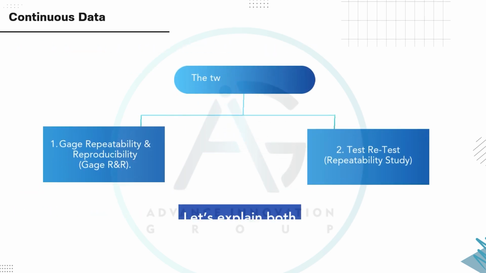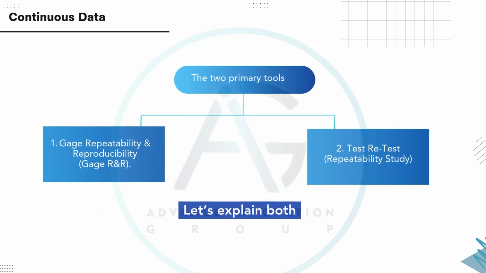In this section, we focus on measurement system analysis, or MSA, specifically for continuous data. These are measurements that can take on any value within a range, such as length, weight, or temperature. When we evaluate the effectiveness of a measurement system for continuous data, there are two primary tools we rely on. 1. Gauge repeatability and reproducibility, often referred to as gauge R and R.